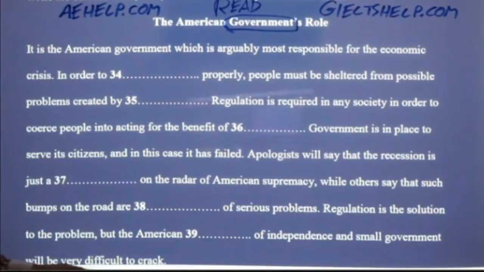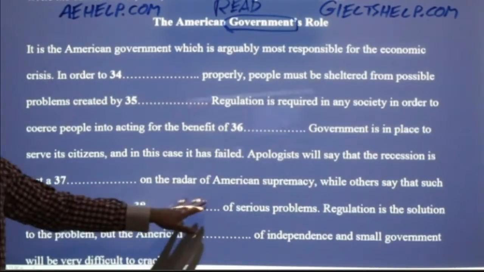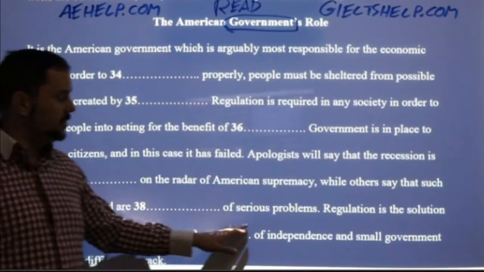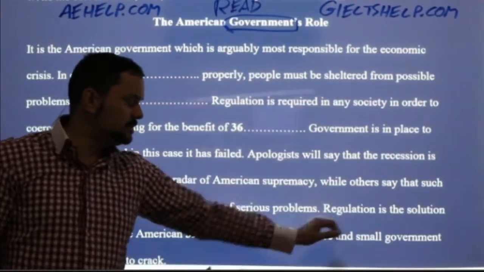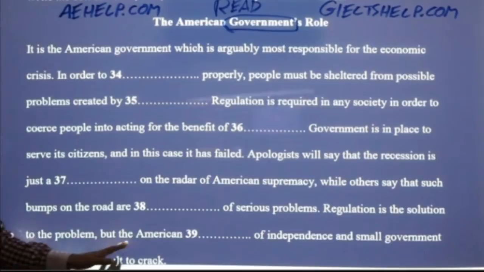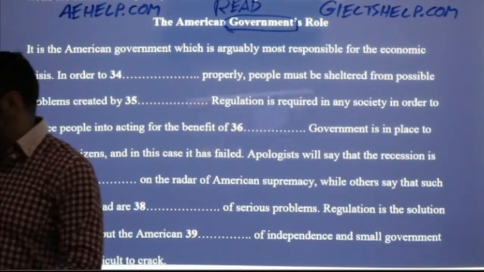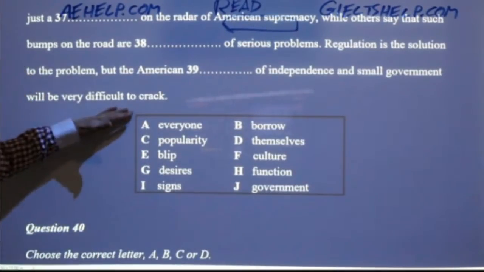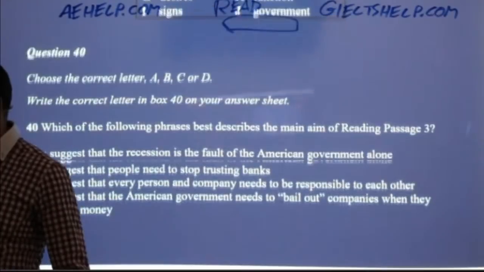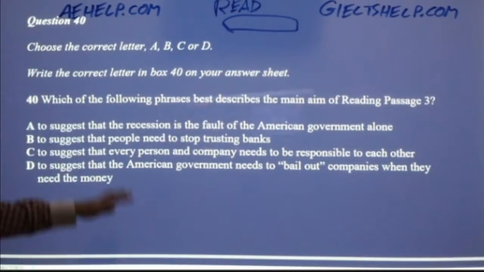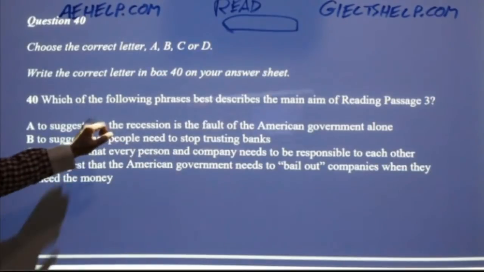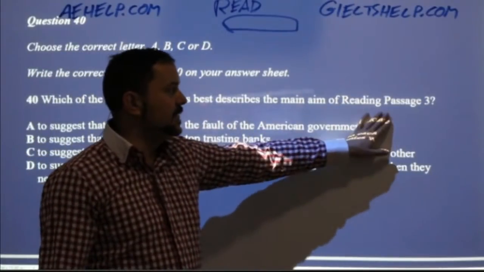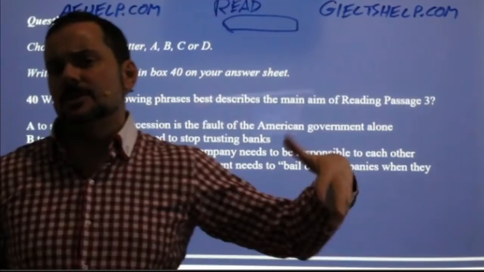Apologists will say that the recession is just on the radar of American supremacy, while others say that such bumps on the road are serious problems. Regulation is the solution to the problem, but the American of independence and small government will be very difficult to crack. Okay, and then I have question 40, multiple choice. I don't worry about the answers because I don't know which one is correct. Which of the following phrases best describes the main aim of reading passage 3? So this is reading passage 3.